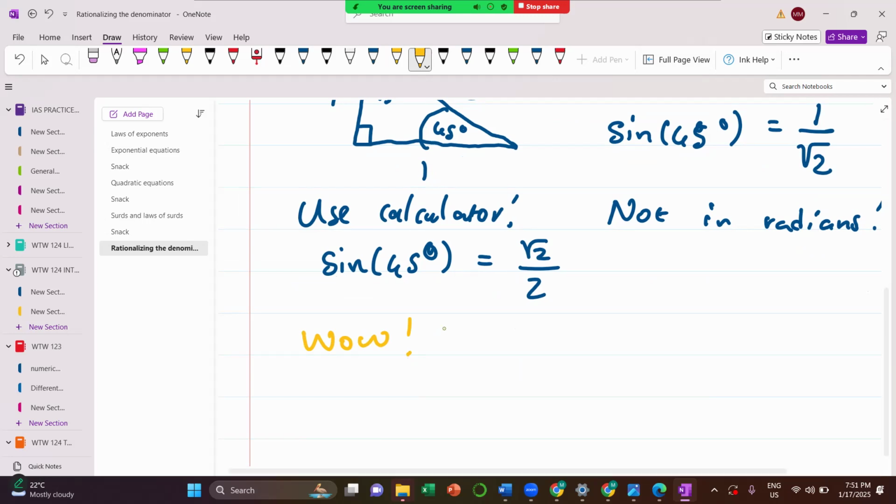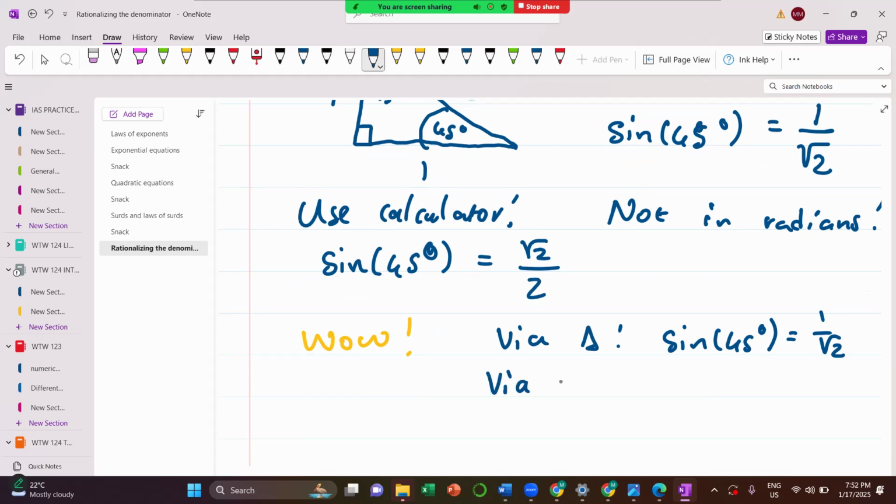Why is it that if I do it via a triangle, I get sine of 45 degrees to be equal to 1 over square root of 2, but via a calculator, I get sine of 45 degrees to be square root of 2 over 2? But I know mathematically, since this is sine of 45 and here's also, I must get the same value on both sides.